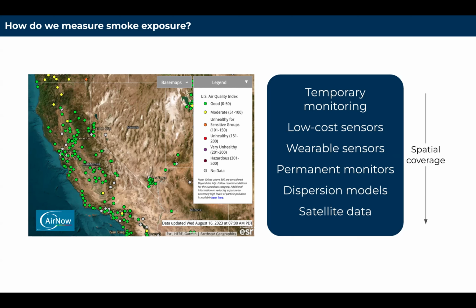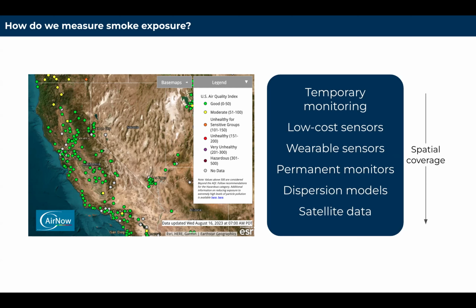Satellites in particular are often subject to missing data issues due to things like cloud cover, mountainous terrain, high surface albedo issues, etc. And the temporal resolution of satellite observations is also limited to flyover times of each individual satellite. So this is all to say that there are a variety of different approaches to characterize wildfire smoke, all with their own pitfalls that contribute to spatial and temporal uncertainties.